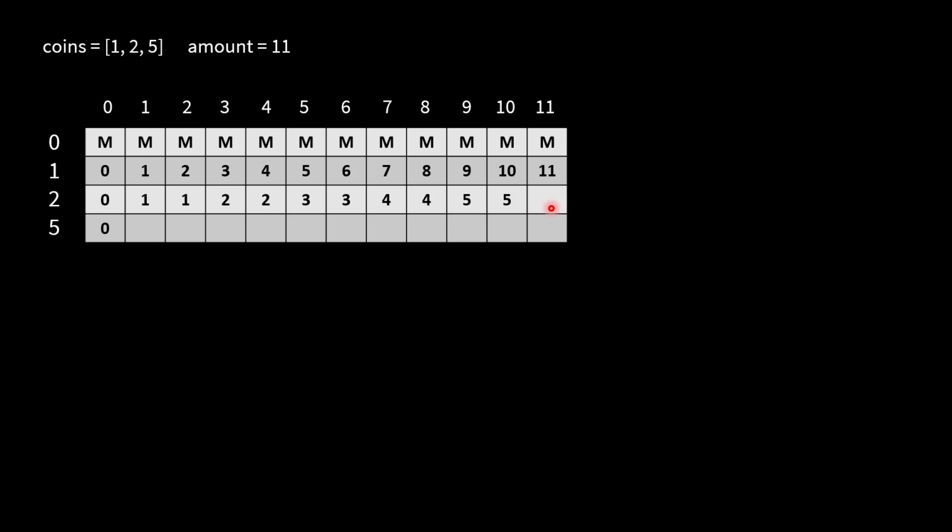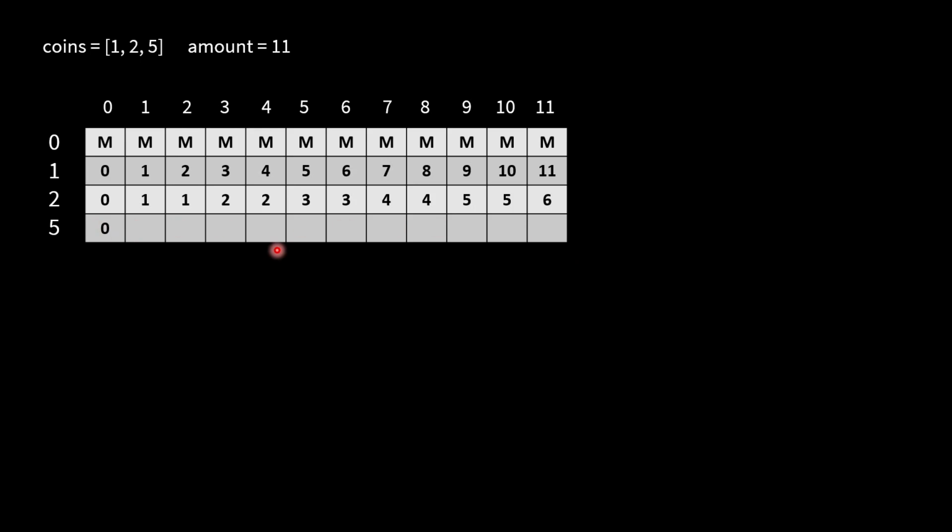Now what about this cell? In this cell we can take 11. That means we can achieve 11 by taking 11 coins having value 1, or we can subtract these 2 from 11 and come to this index. The value in this index is 5. We add 1 with it, that means we get 6, which means we can take 5 2 coins and a single 1 coin, which makes 6. So the value here will be 6, which is the minimum between 11 and 6.